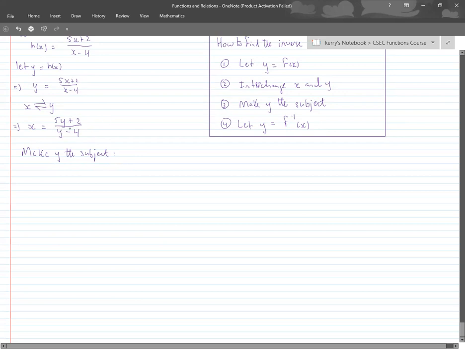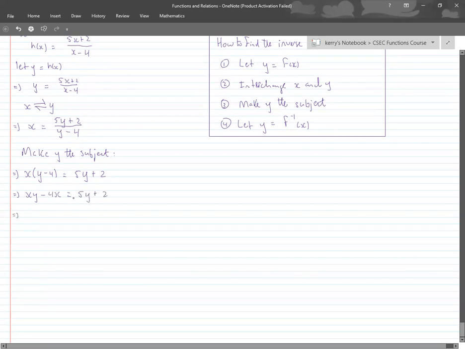So right now you are dividing by the entirety of y minus 4. So what we do is we multiply both sides by y minus 4. So what this becomes is x into y minus 4 is equal to 5y plus 2. Our next step is that we need to gather all the y's together. You bring all the like terms to one side of the equation. So x by y is xy, x by minus 4 is minus 4x, is equal to 5y plus 2.